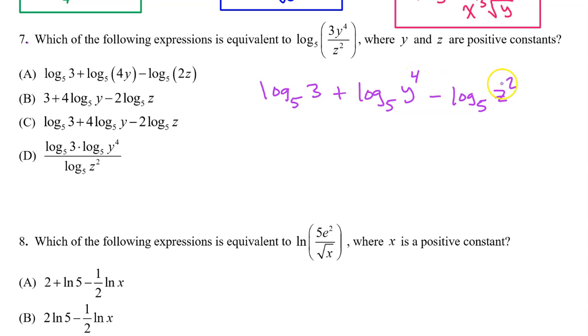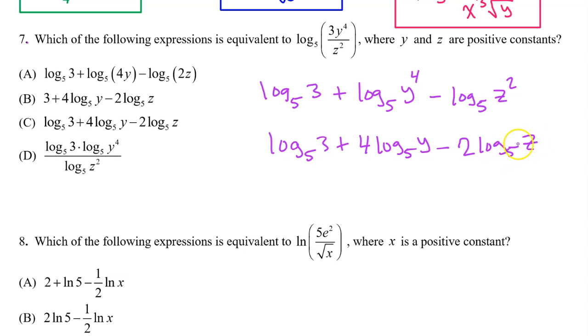Any of these exponents inside the log can be brought to the front. So I'm just bringing down my log base 5 of 3. But then this 4 will come to the front, and I will have 4 log base 5 of y. This 2 will come to the front, so minus 2 log base 5 of z. So looking over the answer choices, the answer is C.